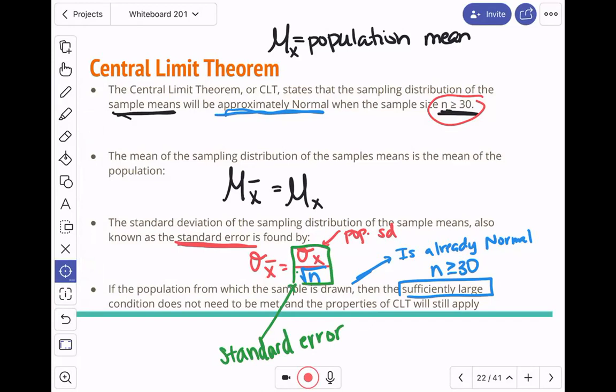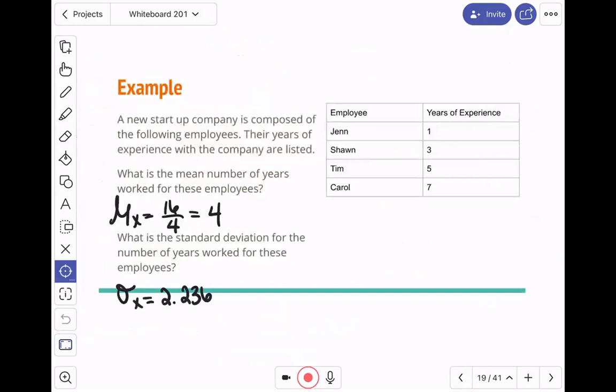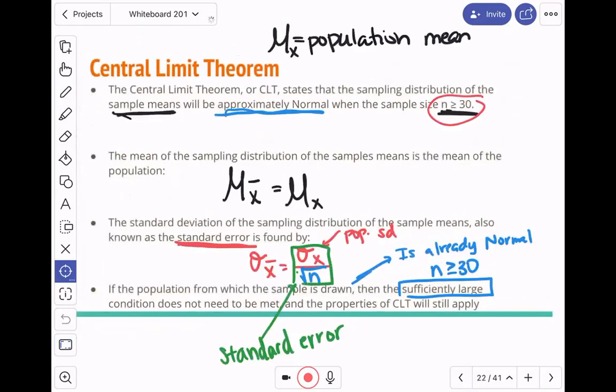And then here's what happens now. Both of these, this has to be met. It has to be greater than or equal to 30 first. But if we come back to our example real quick, n was this number right here. n is only 2. We were taking samples of size 2. When we took samples of size 2, though, we still got that normal shape. And that's because when you look at these numbers in their population alone, they are already normal.